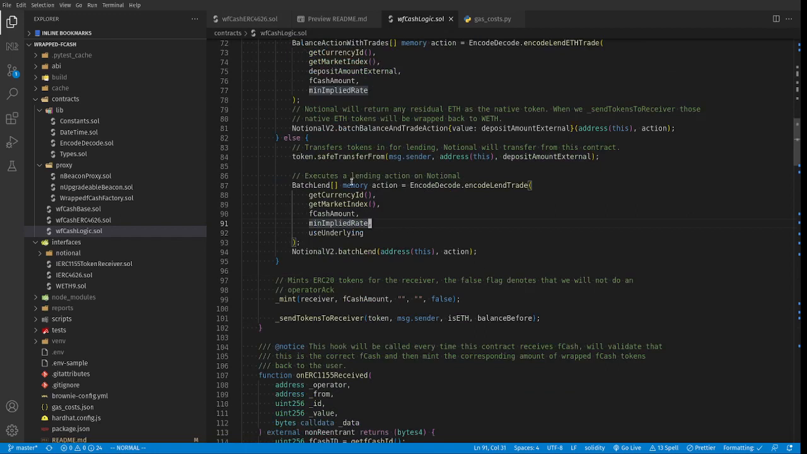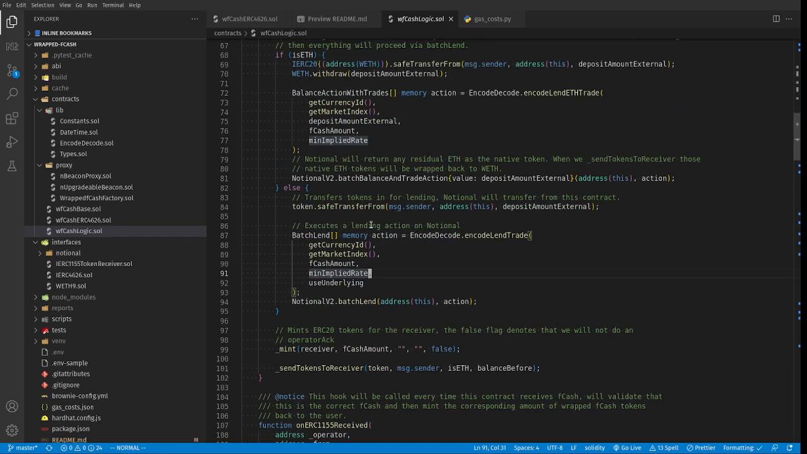But in the other case, which will be every other token, we will be transferring from the sender to the wrapped fCash contract. And then calling Notional to then pull the cash from the wrapped fCash contract to do the lending action.